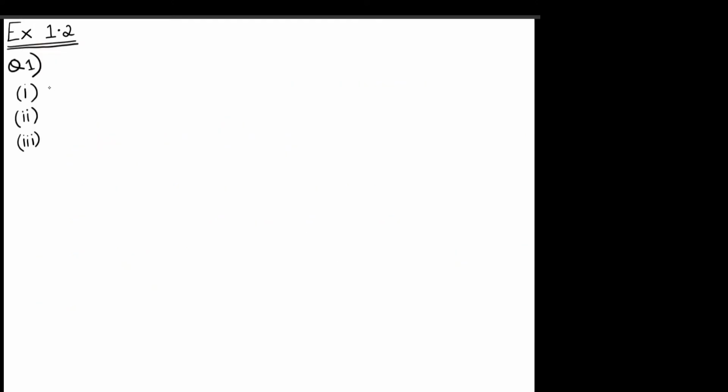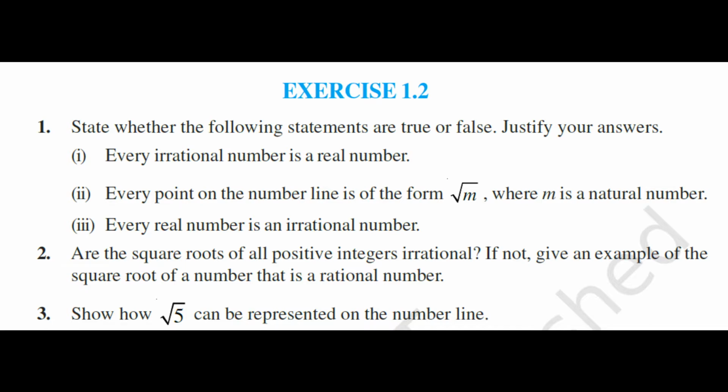So this statement is absolutely true, since the definition of real numbers is the collection of all rational as well as irrational numbers. Everything that can be represented on the real number line consists of a real number, and irrational numbers are no exception to this. So the first one is definitely true. The second statement says every point on the number line is of the form root m, where m is a natural number.